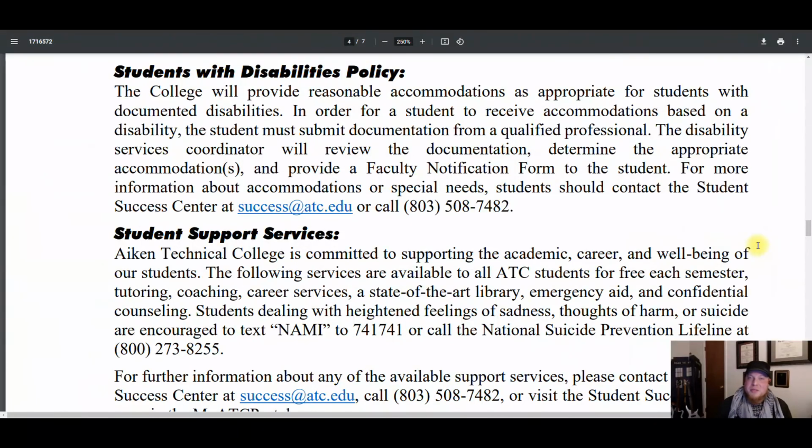Finally, students with disabilities. If you have a disability that has been documented, the college will provide reasonable accommodations as appropriate for students with documented disabilities. In order for a student to receive accommodations based on disability, the student must submit documentation from a qualified professional. The Disability Services Coordinator will review the documentation, determine the appropriate accommodations, and provide a faculty notification form to the student. You got one of those? Send it to me. So that's it on the syllabus and the introduction to the course.